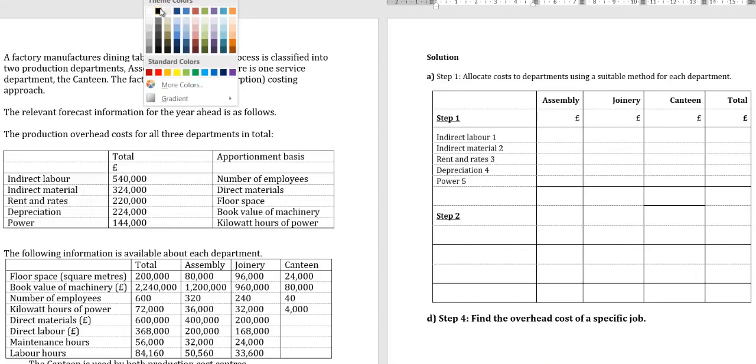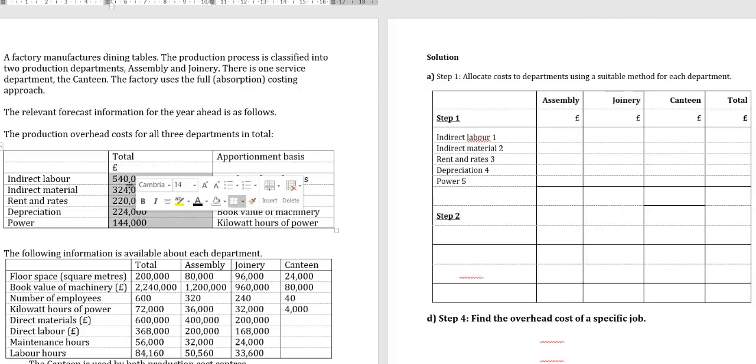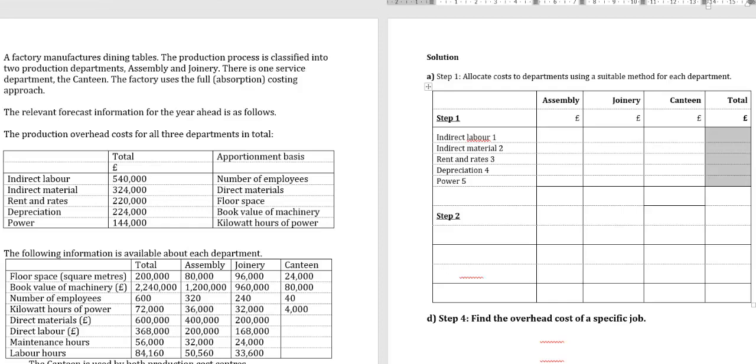This is the first step. Then I have to apportion the total cost of each one of those over the 2 production cost centers and the service cost center. Let's start with the first one, the indirect labor. The total is 540. Let's take all of them together, the total of each one. So I will write all of them in the total column. This is just to save time.